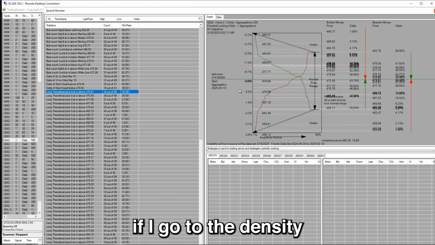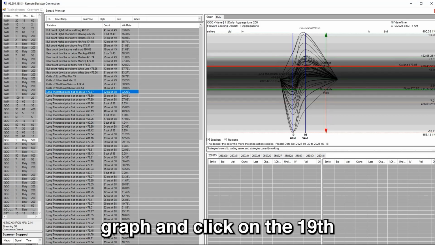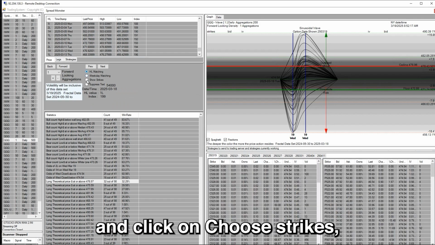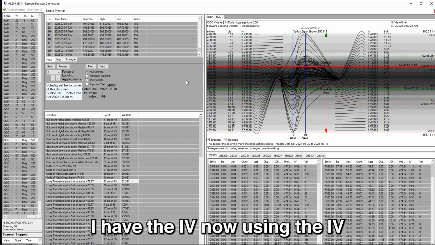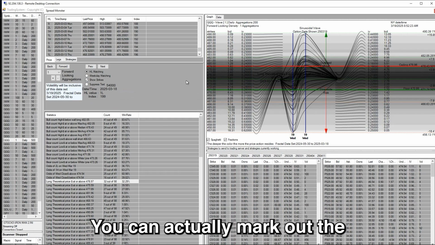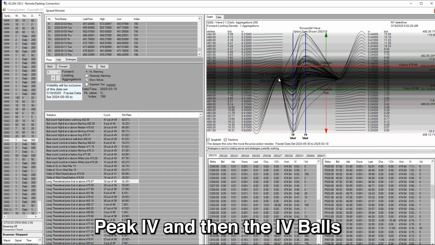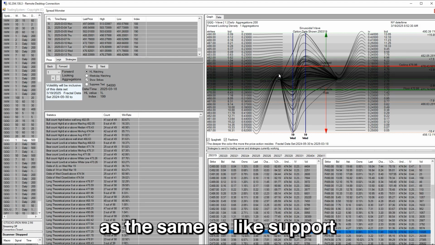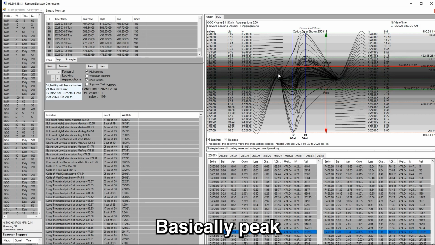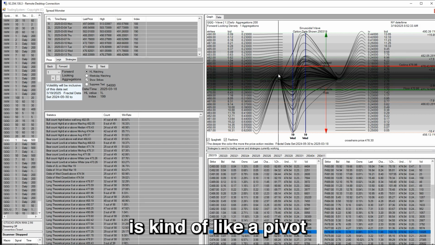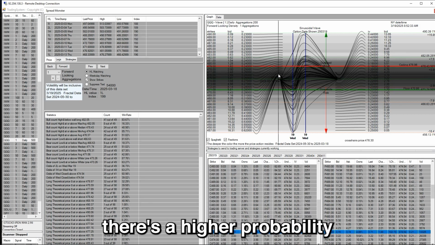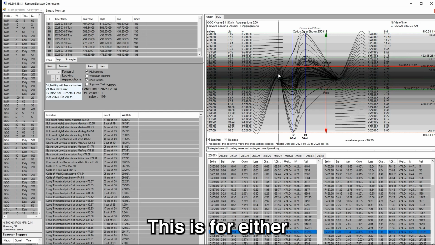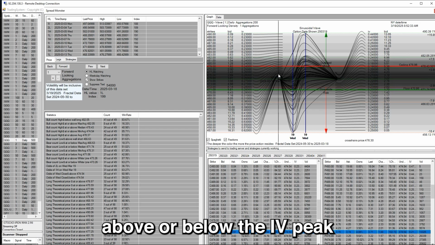If I go to the density graph, click on the 19th March contract and click on show strikes, I have the IV. Using the IV, we have already made a video. You can mark out the peak IV and then the IV balls. They work the same as support and resistance levels. Basically the peak is kind of like a pivot. If the market breaks it, there's a higher probability that we can see the IV ball, in either direction, above or below the IV peak.